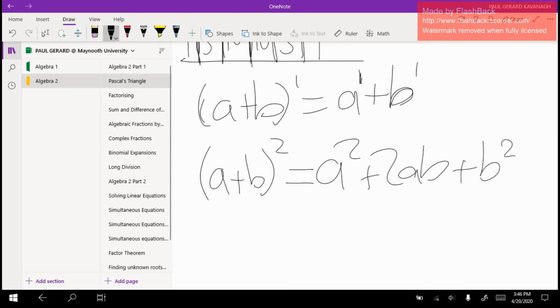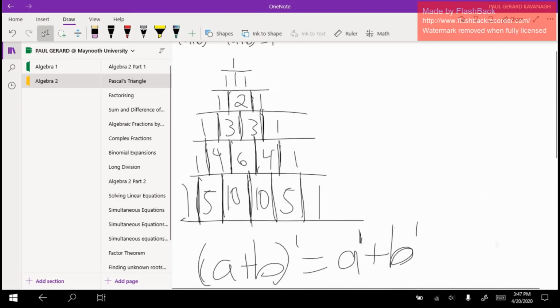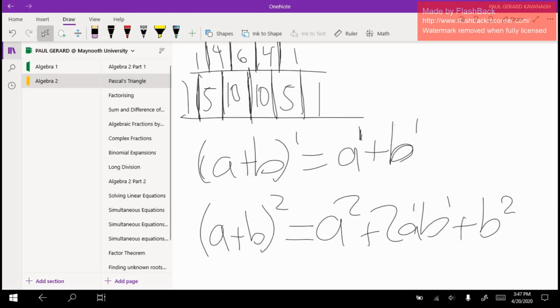What you need to remember is that this a is going to have a power of 1, this b is going to have a power of 1, but you need to look at the numbers you have in the row above, and those powers will be in the middle terms, but every time you'll have to switch them, or actually no, that's wrong.